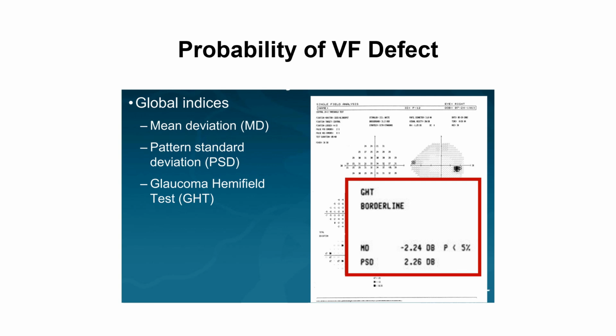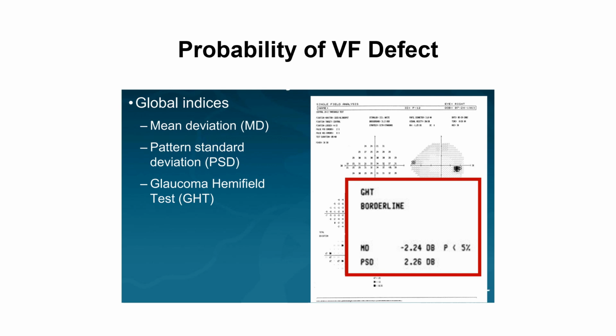And as we said, then you will look at the global indices. They will be on the right lower corner: the mean deviation, the pattern standard deviation, and the glaucoma hemifield test. And we'll say what is the meaning of glaucoma hemifield test in the following slide. You will see here the mean deviation, the MD. You will see here the pattern standard deviation.